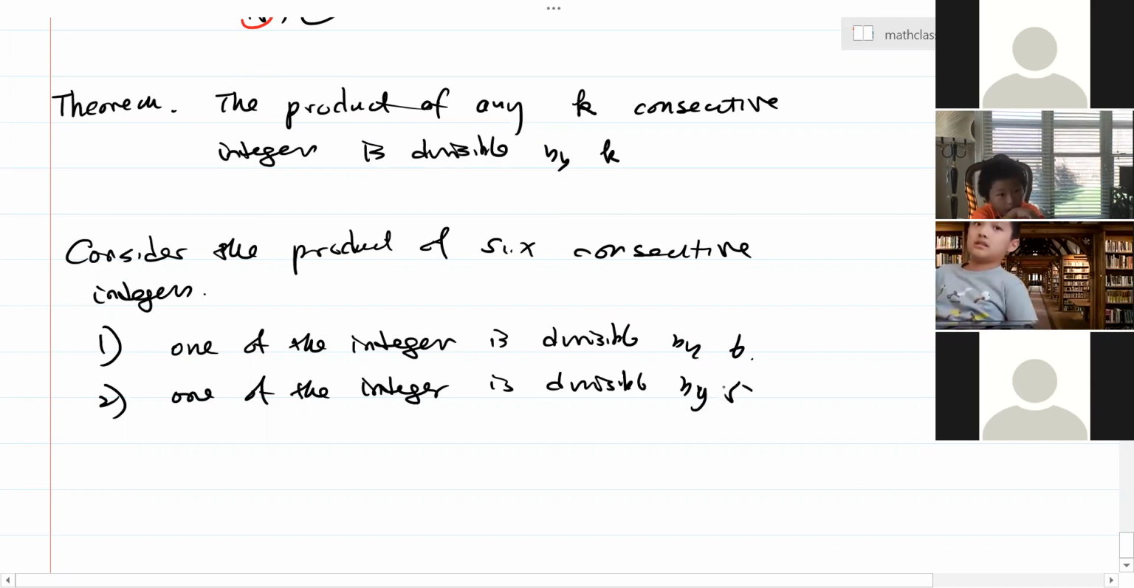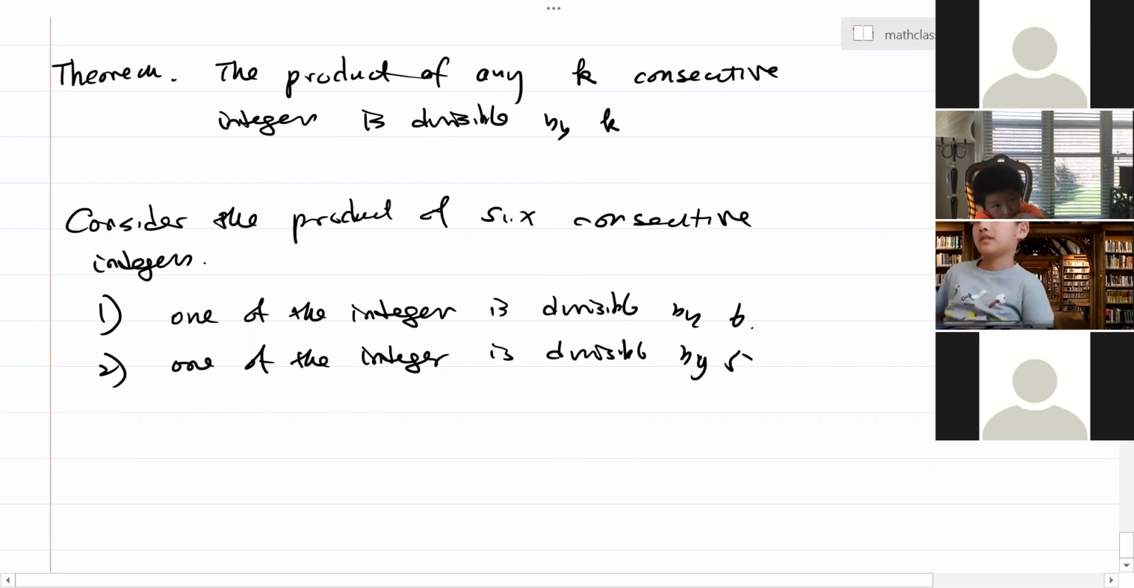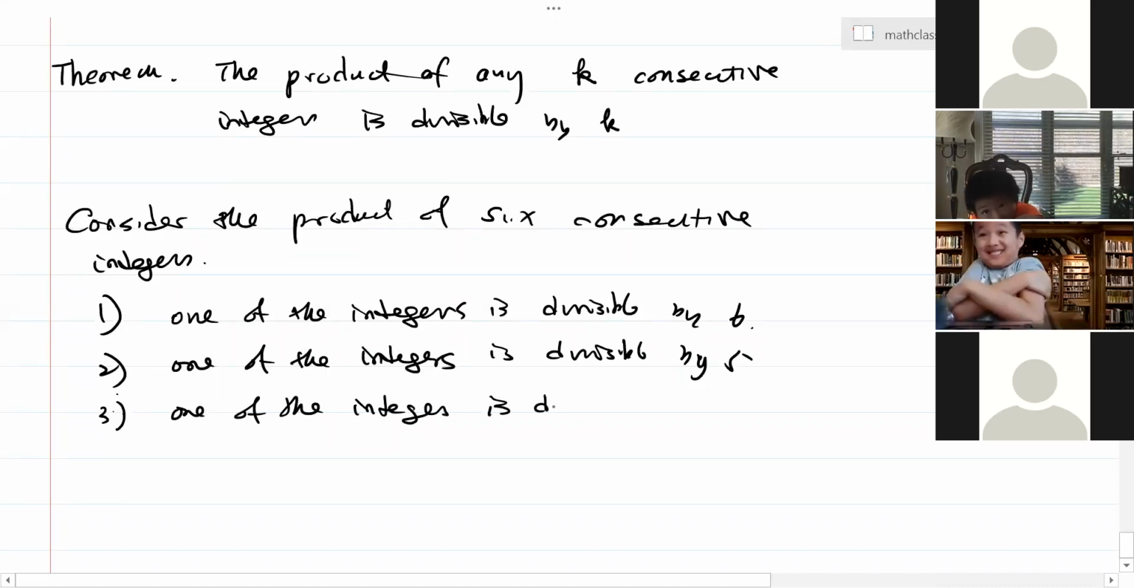And the same, because 6 consecutive integers contain 5 consecutive integers. And keep it going, right? So now you can get even more general. At the very beginning, you did not even see that, right? And the third, one of them is divisible by 4. So keep it going.